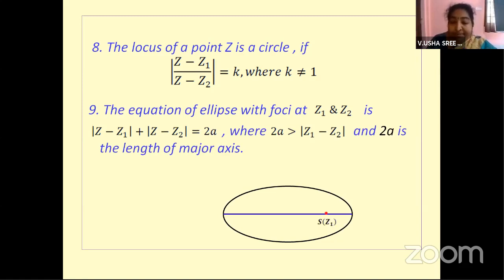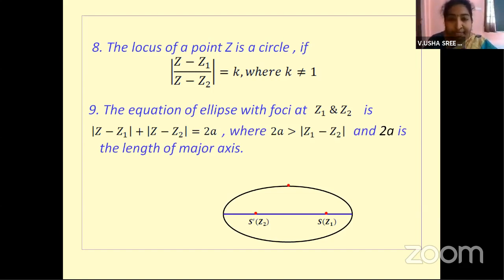Now, for any ellipse, we will have two foci. The plural of focus is foci, children. So, one focus S I am representing with Z1, and the other one, S dash, I am taking as the second focus, and I am representing that with the complex number Z2. Now, we have one property in the ellipse. The property says, if you take a point on the ellipse, then SP plus S dash P will always be equal to 2a. This is an important conclusion we will be seeing in the topic ellipse when we discuss.